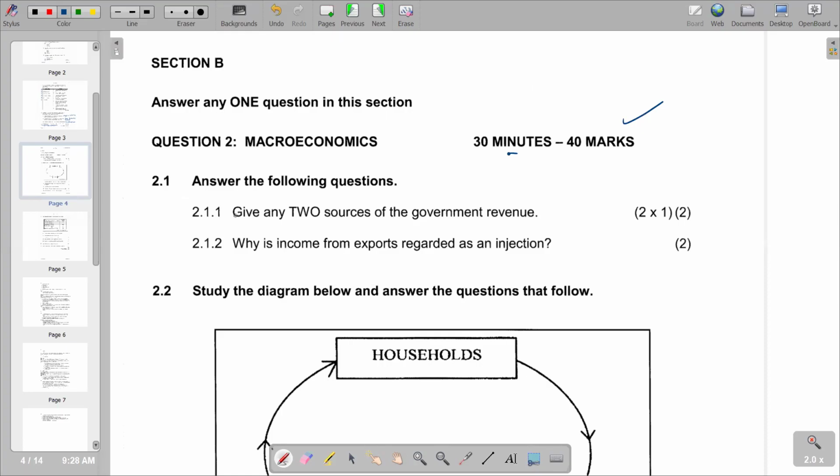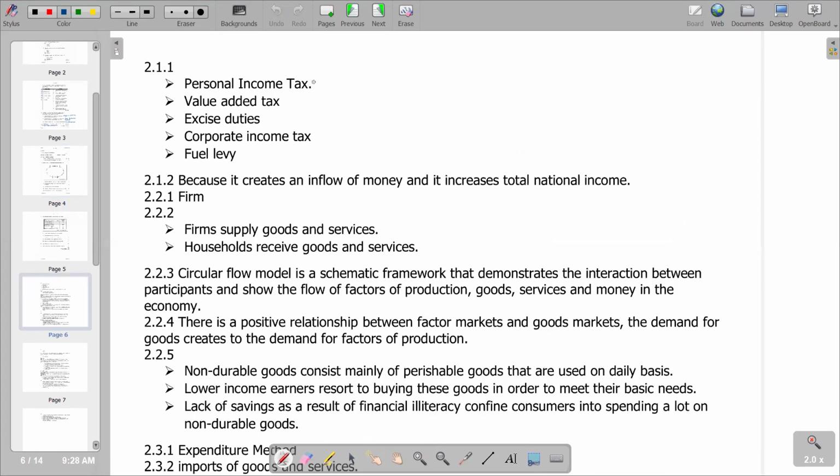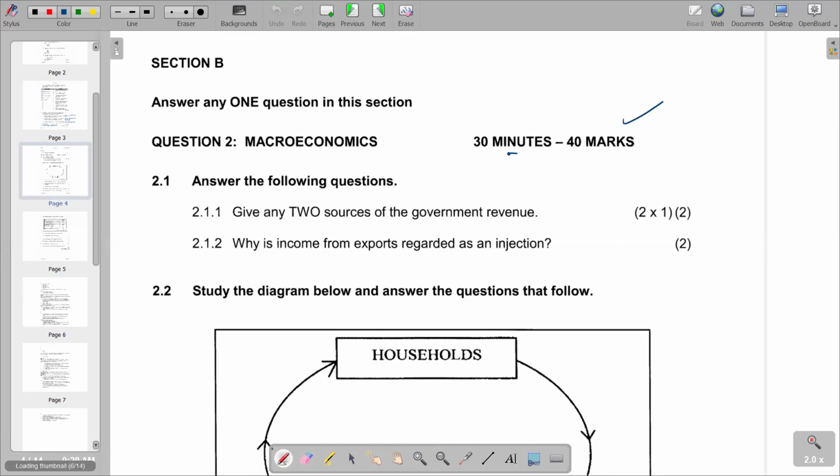So the question reads: answer the following questions, whereby the first one is 2.1.1. So we know that sources of government revenue are obviously through taxation, whereby we have the personal income tax, value-added tax, excise duties, corporate income tax, and also the fuel levy. But if we go back to our question, we see that our question only needs 2 sources. So we can take note of that.